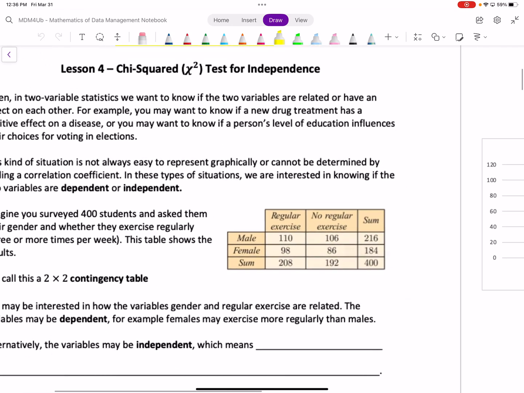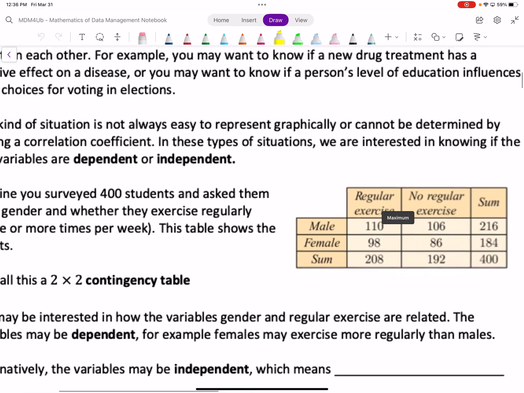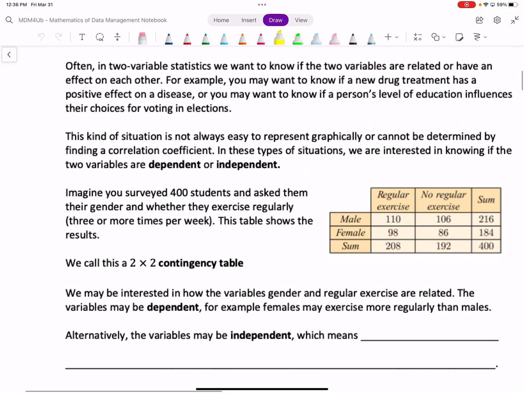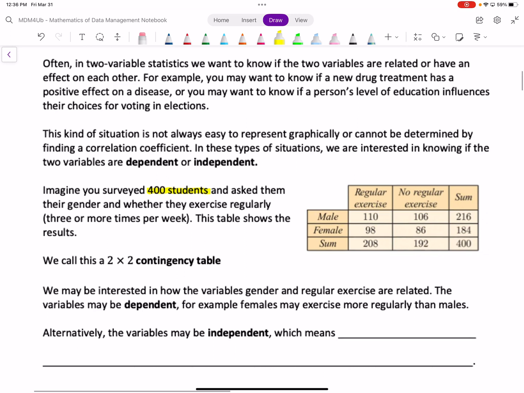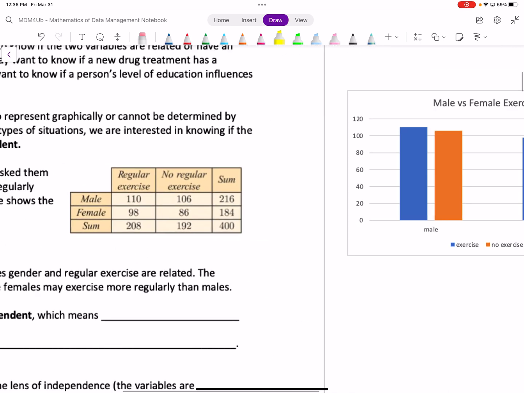For example, if you look at this data here, this is a survey of 400 students. And it asks those 400 students their gender, and then whether or not they exercise regularly. So for example, 3 or more times per week. Often we categorize people by age, gender, socioeconomic background, things like that, and look to see if there's any relationship between these things. So imagine you got the results, and here are the results.